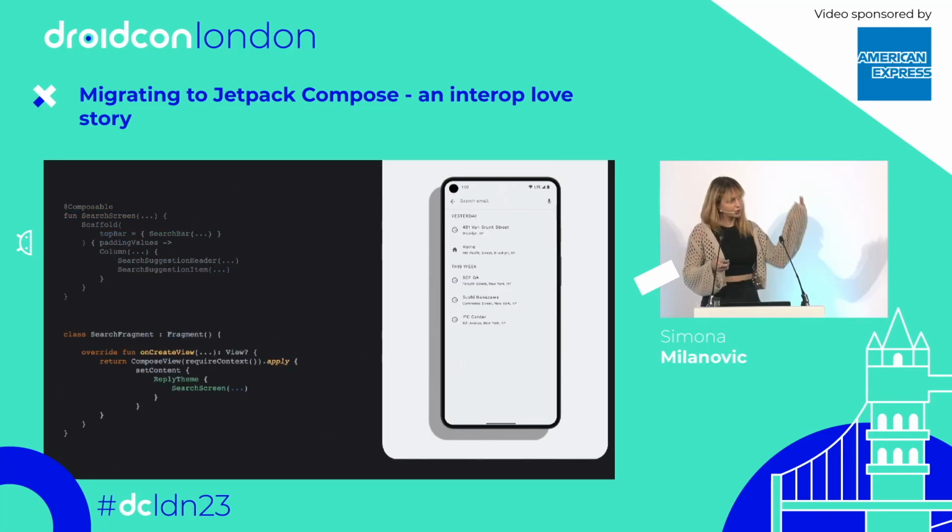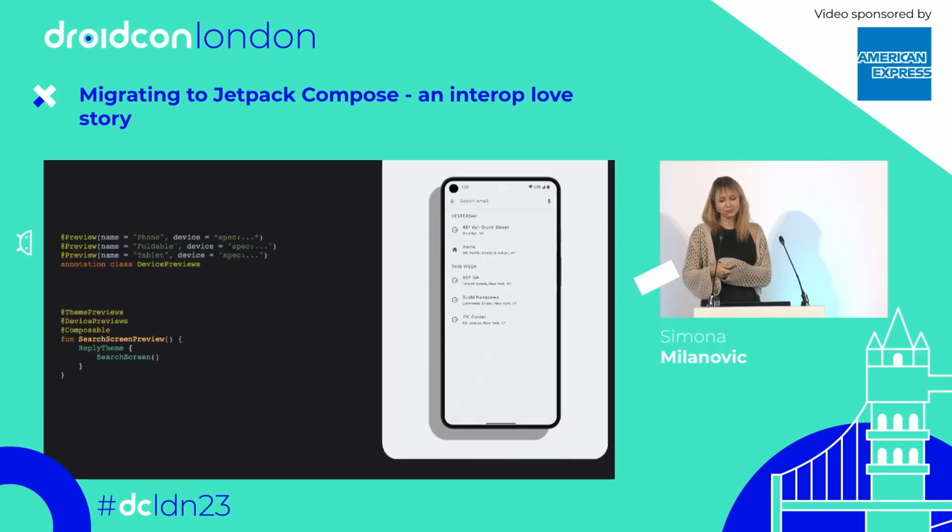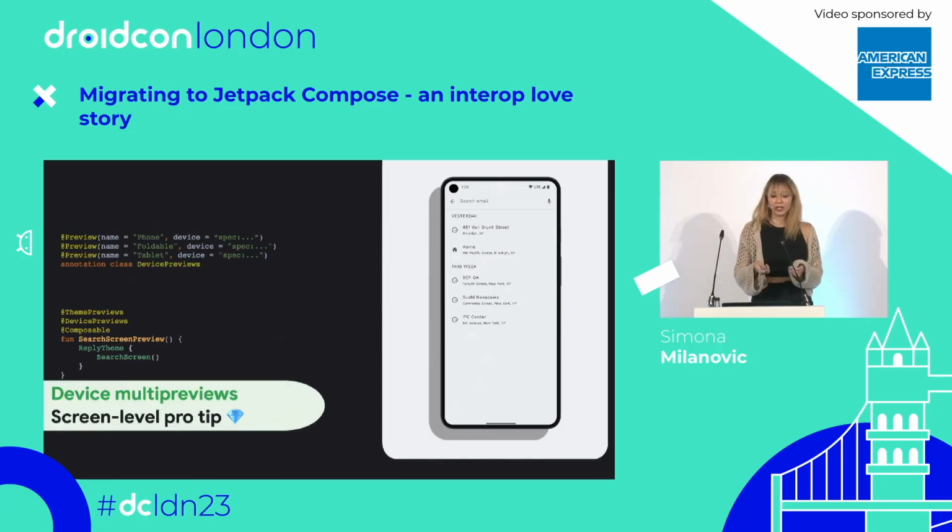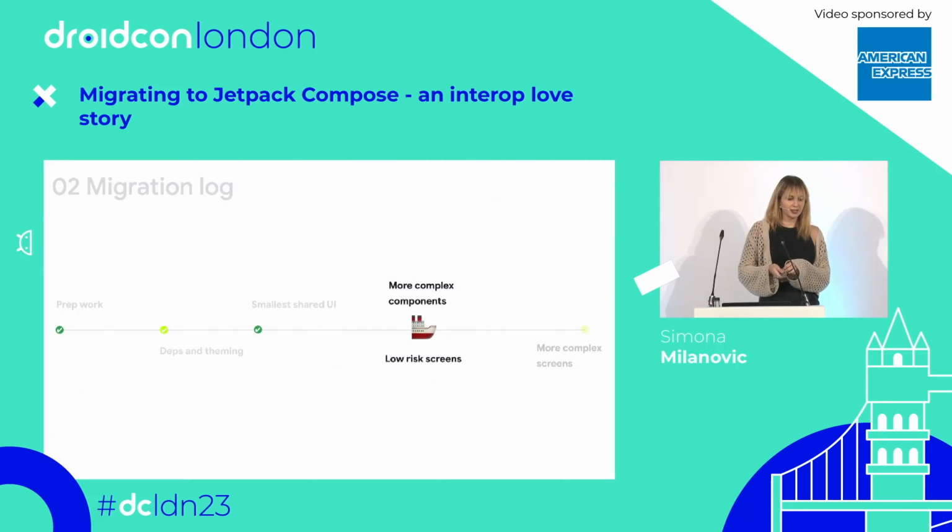Now that the entire UI of the search fragment consists of a search screen composable, we keep the fragment only as an outer wrapper to continue using the same existing navigation framework as it is, and the transitions that come with it. At the screen level, we actually start adding device multi-previews as well to ensure that our composables look great on all screen sizes, phones, foldables, tablets, etc. And this marks step 4 as done.